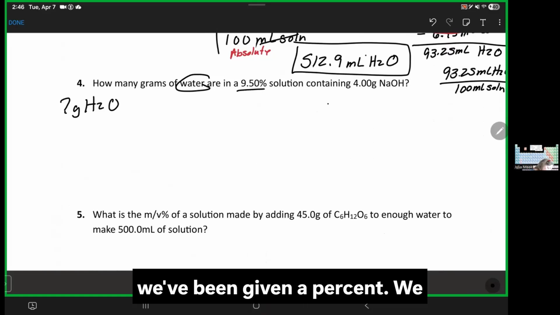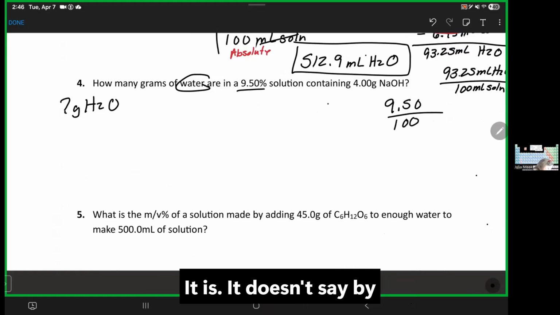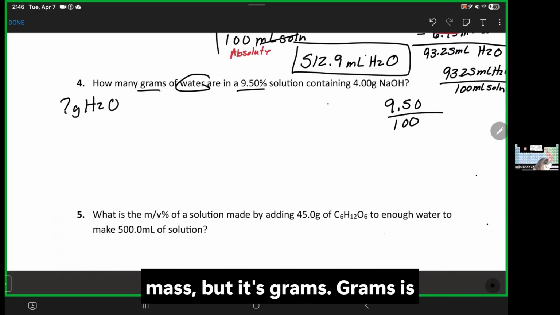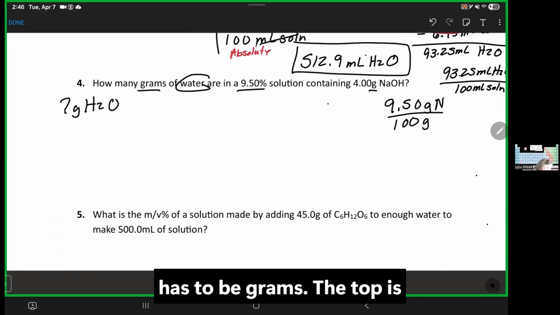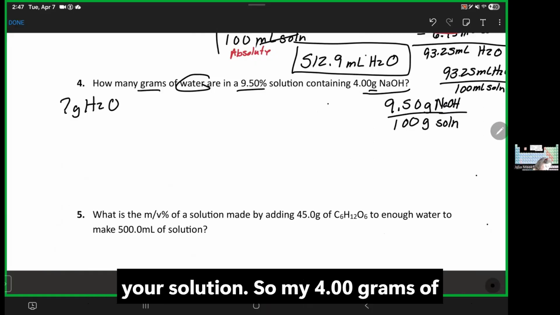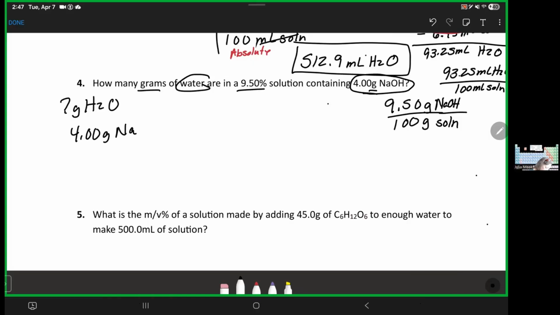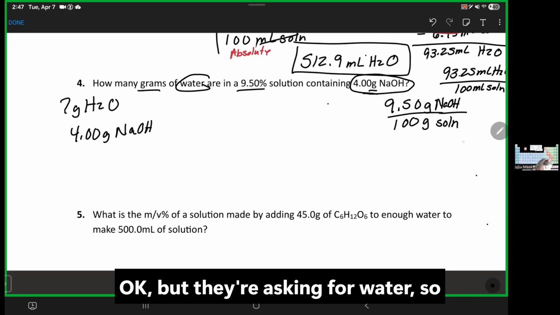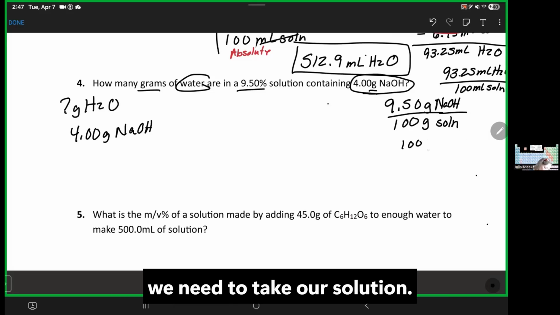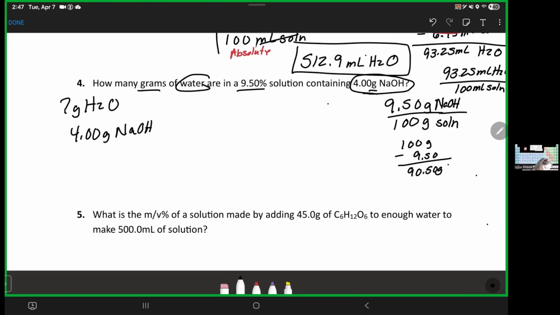Okay, so we've been given a percent. We know that means 9.50 over 100. It doesn't say by mass, but it's grams. Grams is all they're talking about, so it has to be grams. The top is your chemical, your solute. The bottom is your solution. So my 4 grams of sodium hydroxide is the only number that's not a conversion factor. Okay, but they're asking for water, so we need to take our solution minus our solute and get our water.